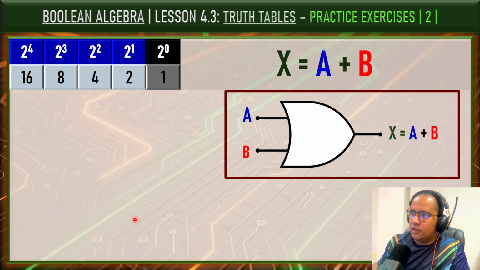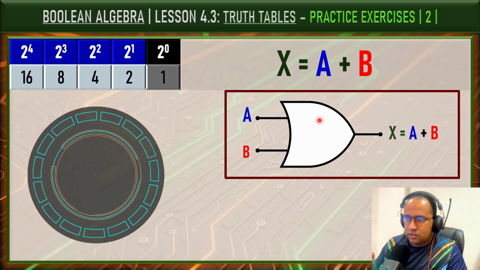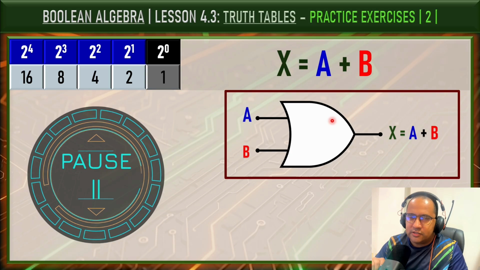This time, we have a logical OR operation with two input variables. As we can see, the logical expression is A plus B. And below, we have its equivalent logic circuit implemented with an OR gate, okay? Now, it's your turn. Pause the video and try to solve this exercise by yourself. Alright, if you already tried it, let's solve it together.